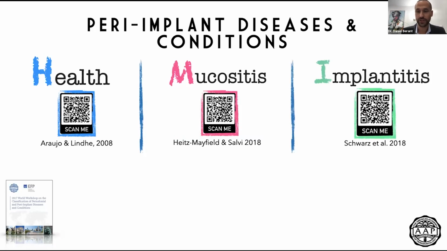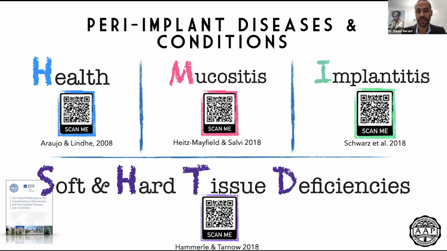Now, the 4th category, which unfortunately we won't be talking too much about, is the soft and hard tissue deficiencies around implants. In the World Workshop main site, you can see the consensus report where they summarize all of these 4 topics and help us with how to diagnose and recommendations of treatment planning.